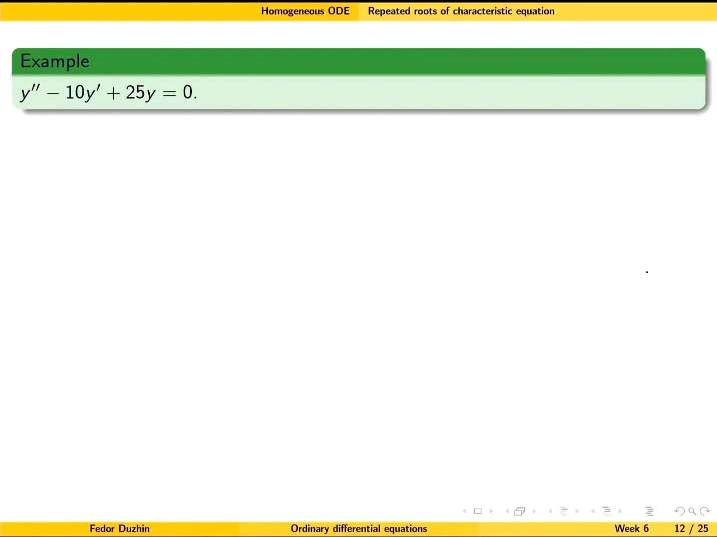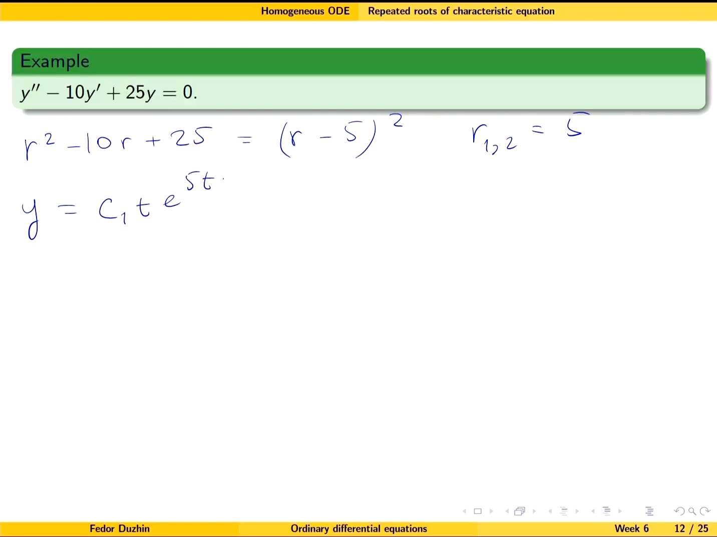So here is an example. When we write down the characteristic equation, r squared minus 10r plus 25, this is a complete square. And the discriminant of a quadratic function is 0 if and only if the function is a complete square. So both roots are 5. So the general solution is just c1 t e to the 5t plus c2 e to the 5t.